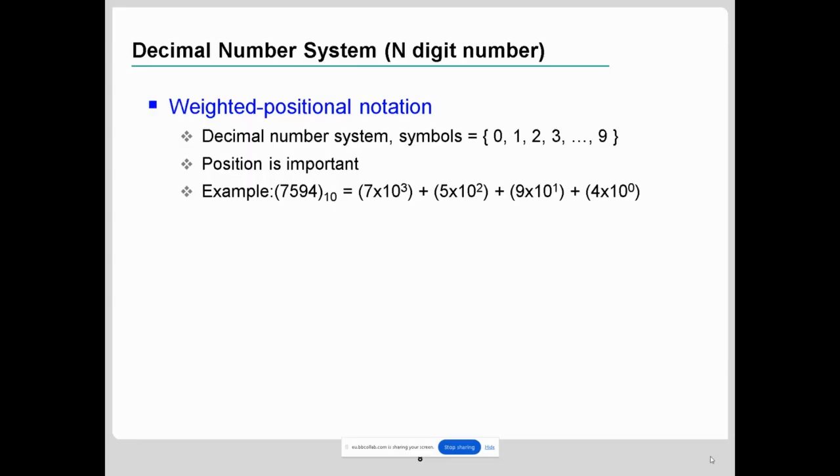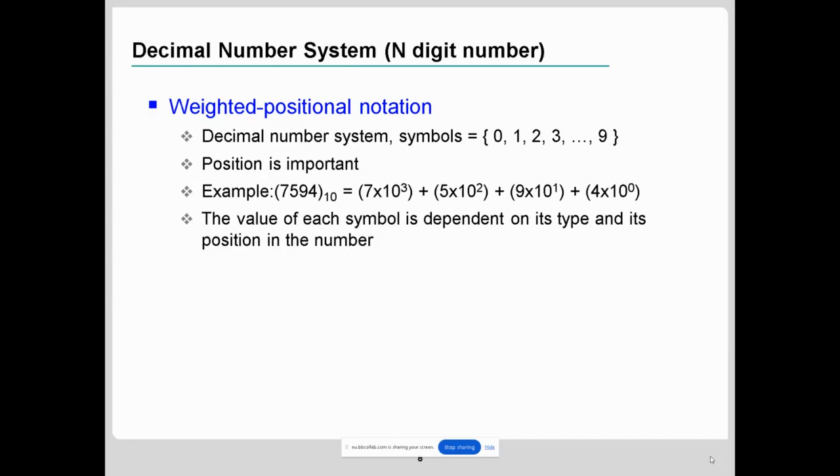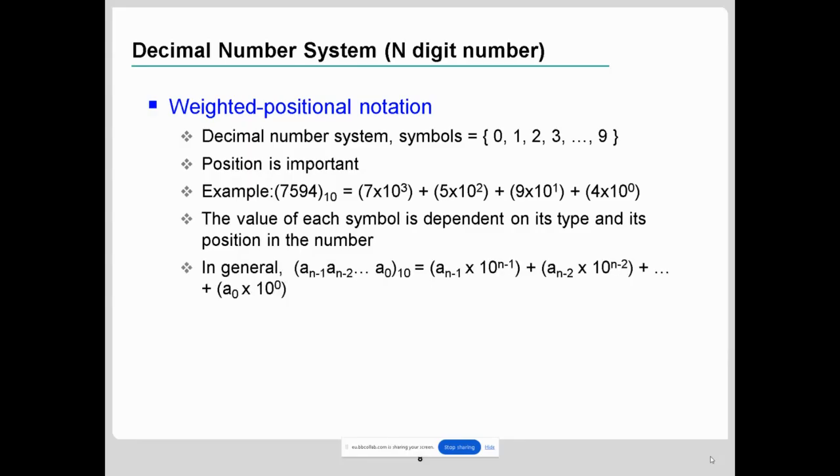So this is called the most significant digit, and this is called the least significant digit. So n minus 1 is the most significant digit. The value of each symbol is dependent on its position in the number. In general, it is a(n-1), a(n-2) up to a0, base 10. So it means a(n-1) multiplied by 10 to the power n minus 1. This is the generalized formula, and this is the specific one.